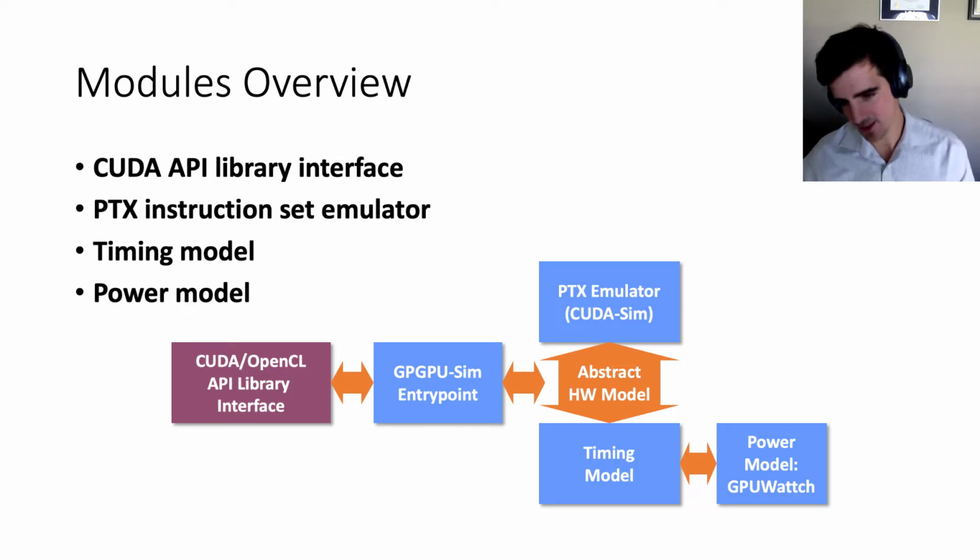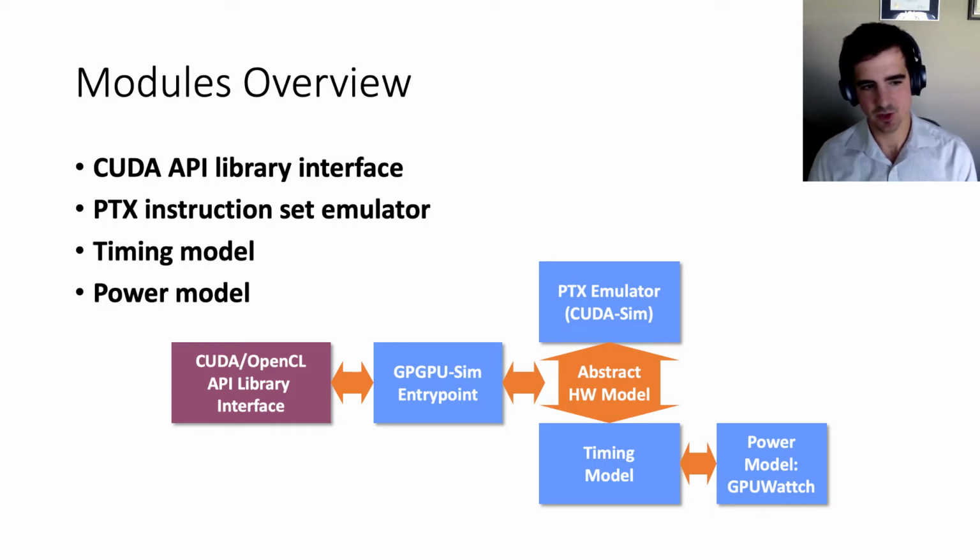So it won't say how many cycles it took, it won't do any L1 transactions, it won't model the core, it'll just do the emulation of the instructions to give you the correct result at the end.